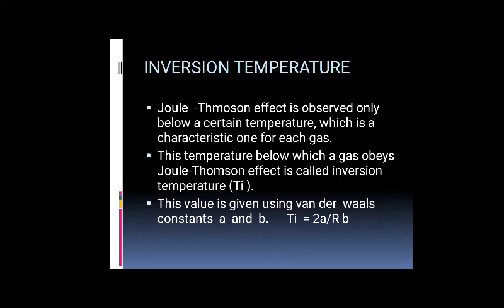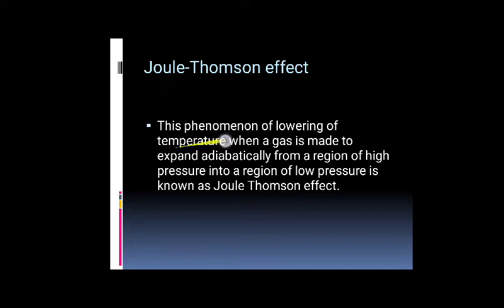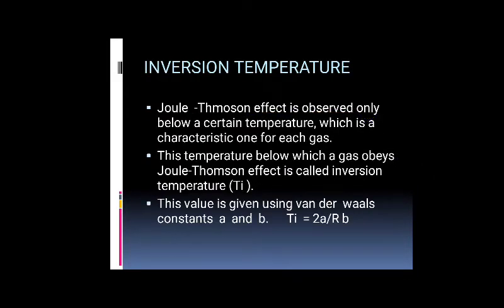Why learn about all these? Because based on these temperatures, these critical constants, and the Joule-Thomson effect, we will be able to liquefy gases. Right? So the Joule-Thomson effect is observed only below a certain temperature. What is the Joule-Thomson effect? Lowering of temperature happens when a gas is made to expand adiabatically from a high to a low pressure region. The Joule-Thomson effect is observed only below a certain temperature, which is a characteristic one for each gas.